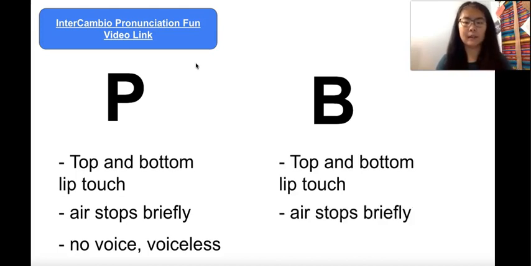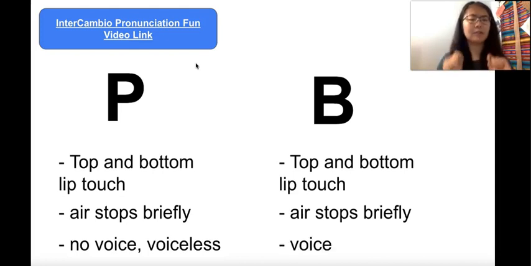B. The air also stops briefly. But the letter B is voiced. You may have already figured that out, right? P, B.